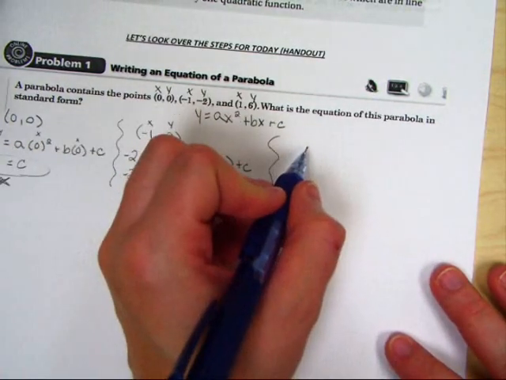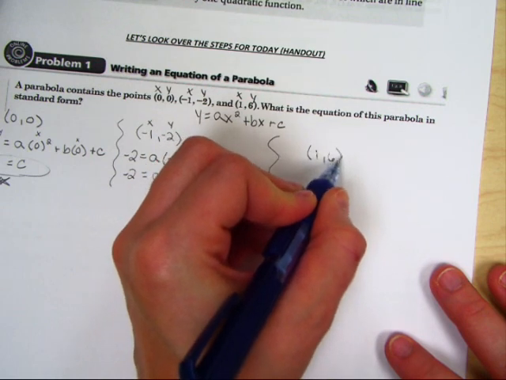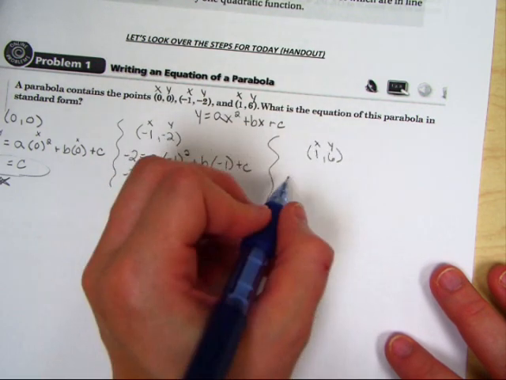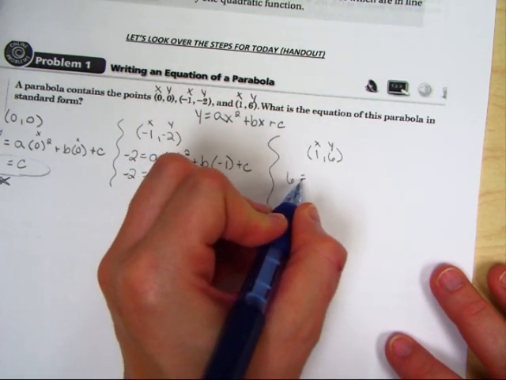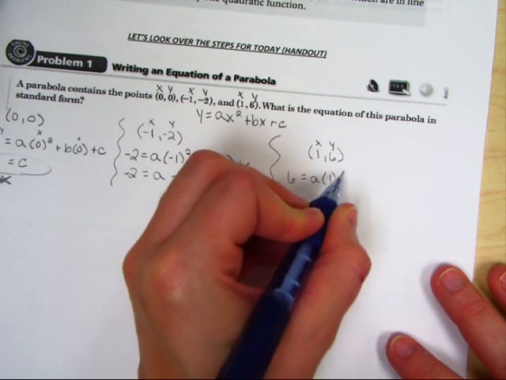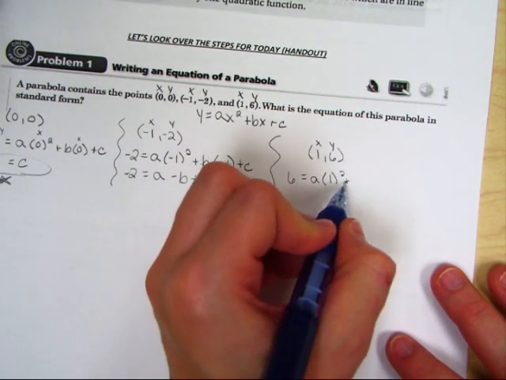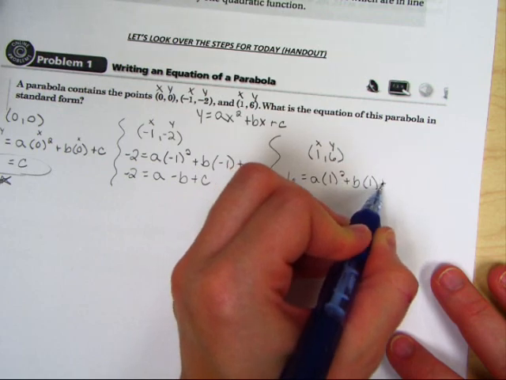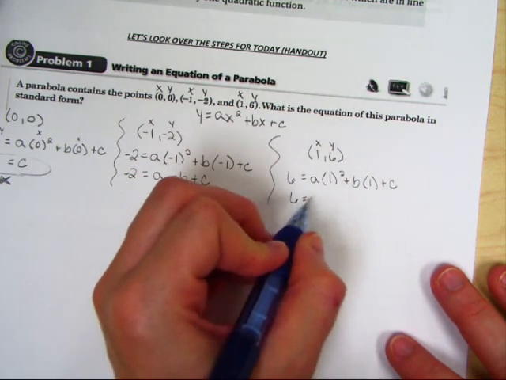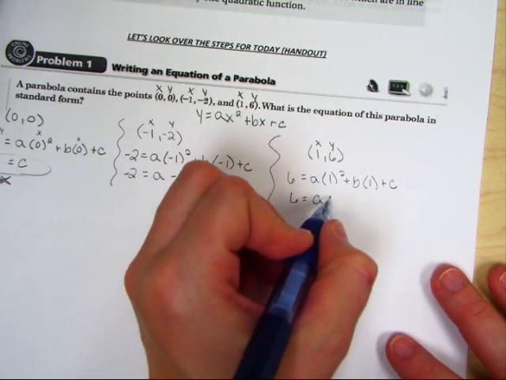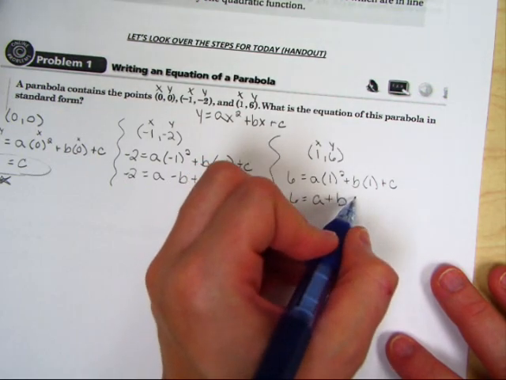All right, next point, (1, 6). Remember, that's x, y. So we do y equals 6 equals a times 1 squared, plus b times 1, plus c. 6 equals 1a, or just a, plus 1b, or just b, plus c.